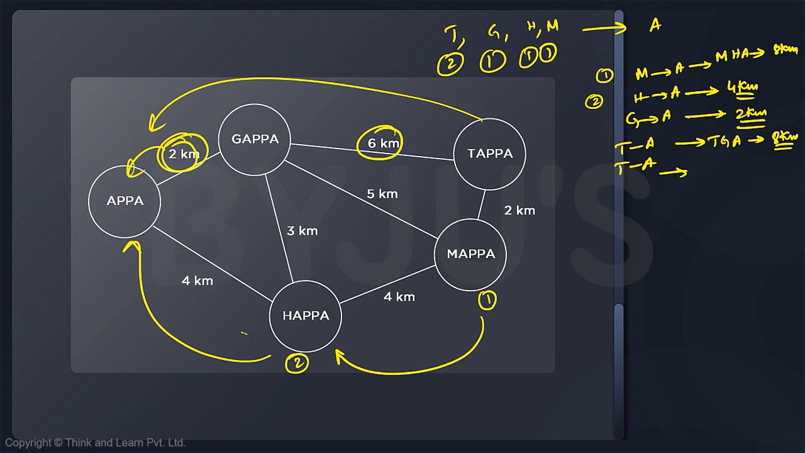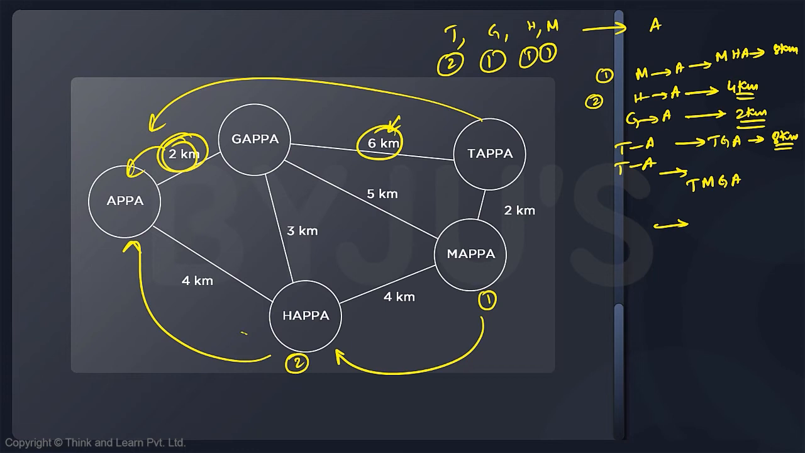Now the second T to A person is the problem. Now you have to think, where is the second T to A person going to go from? Now he can't keep waiting for 6 kilometers here. So he can take TMGA as a route. When you take TMGA, what is the total distance? 5, 6, 7, 8, 9. 9 kilometers is the total distance.